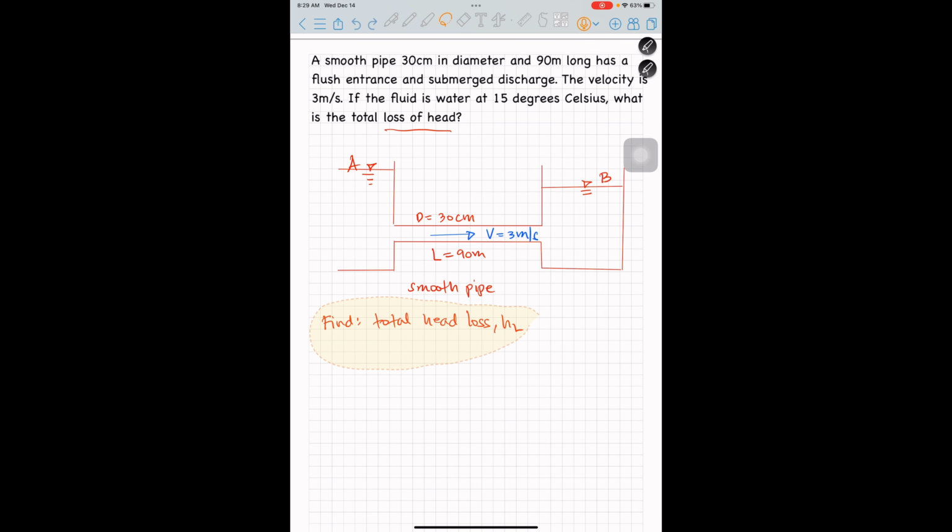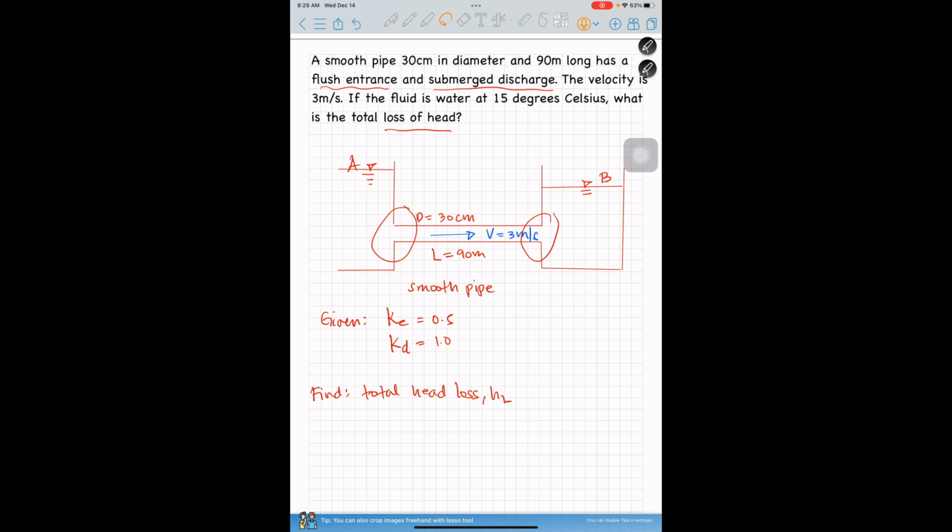Since the entrance is flush, so let's have this as flush entrance, and the discharge is also submerged. So the coefficient loss at the entrance is equal to 0.5, and the coefficient loss at the discharge is equal to 1.0.